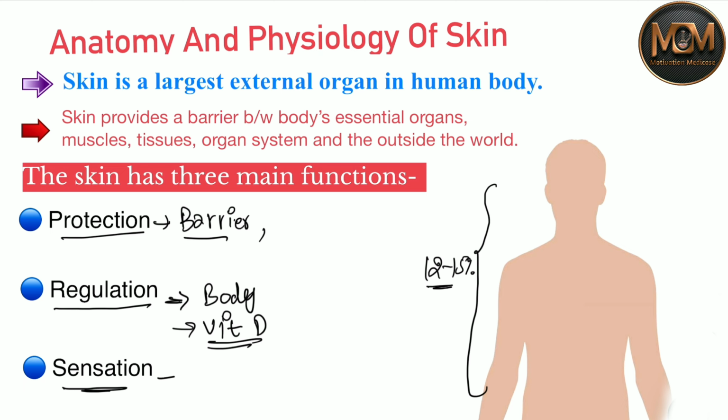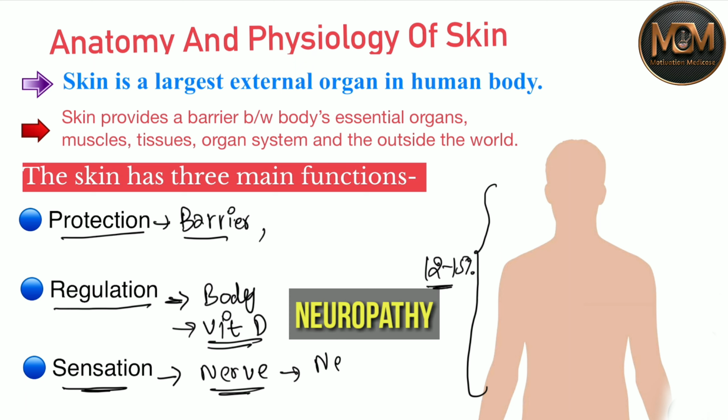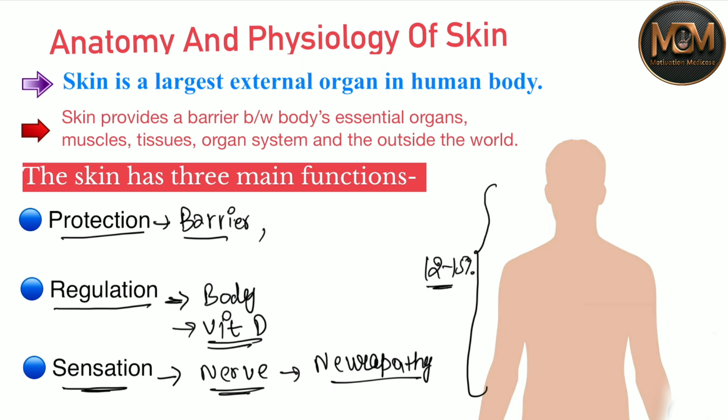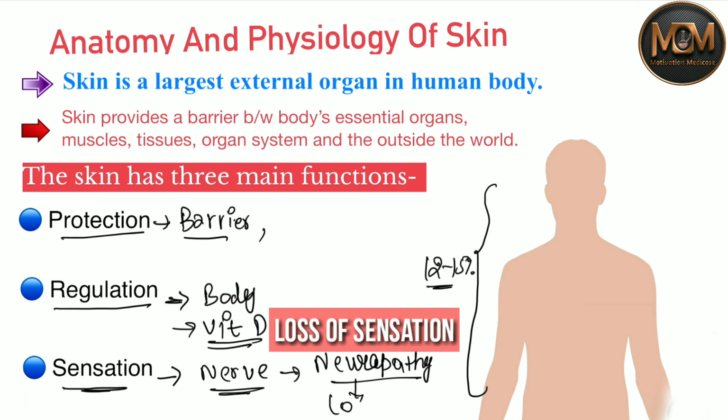And the last one is sensation, which is the main function of our skin. In sensation, it contains an extensive network of nerve cells, and these nerve cells are responsible for detecting and relaying changes in our environment. If there is any damage to our nerves, there will be a clinical condition called neuropathy. Neuropathy means you will not be able to sense change or get any sensation. It means loss of sensation.